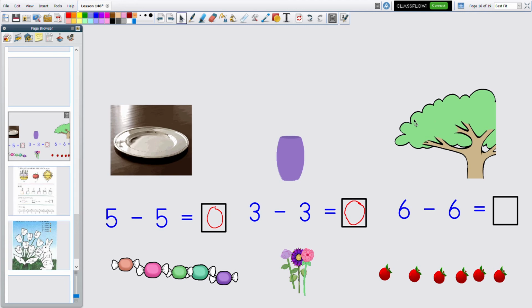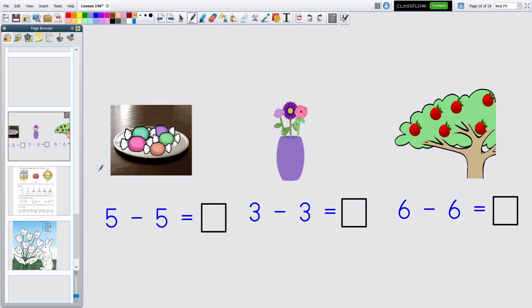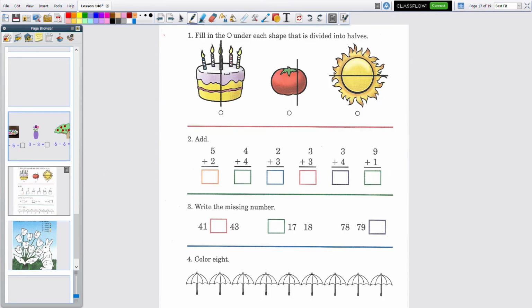How many is left in the tree? Did you say 0? Let's see how we make a 0. Big round 0. Very good. So 6 minus 6 equals 0. Very good. Now we're going to go to our next slide after I put this one back. Okay, it's all back. And I'm going to go to the next slide.